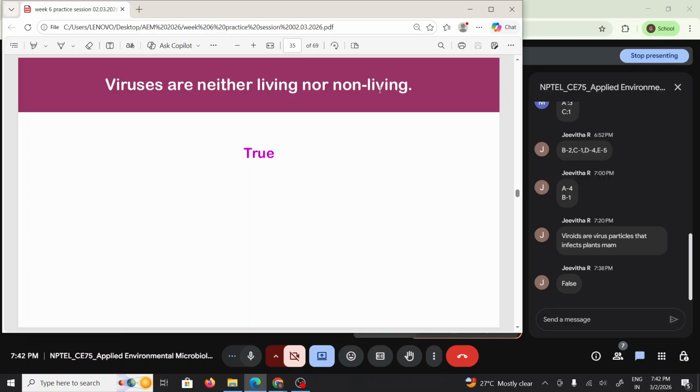I thought the question was easy. So yeah, viruses are neither living nor non-living because they possess genetic elements, but they do not have any membrane organelles as such, and they require a host organism for their replication and other processes. A living host system they require, like a bacteria or human or plants, whatever they require. So they are neither living nor non-living.